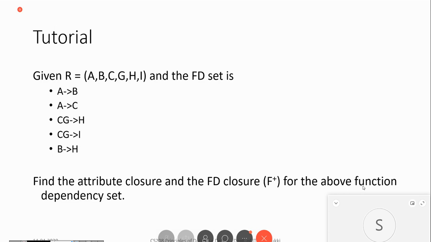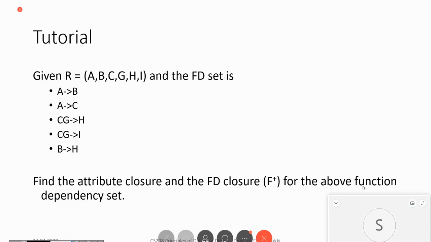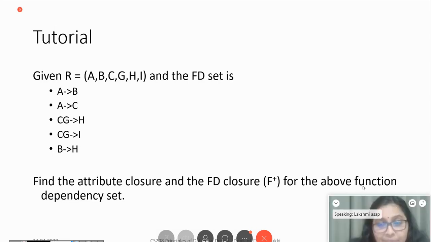And one question asked by Saurav Menon is: if the same city name is possible for 2 different states, then is the FD valid? What was the question? Can you please repeat it once more? Same city name is possible for 2 different states, whether the FD is valid. Yeah, then that will not be valid.